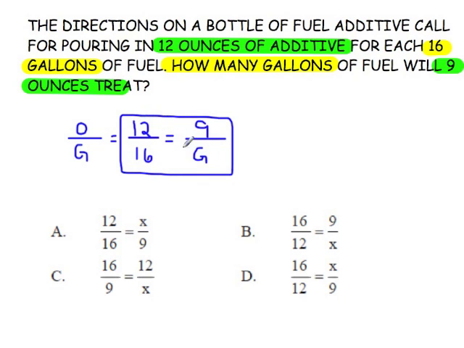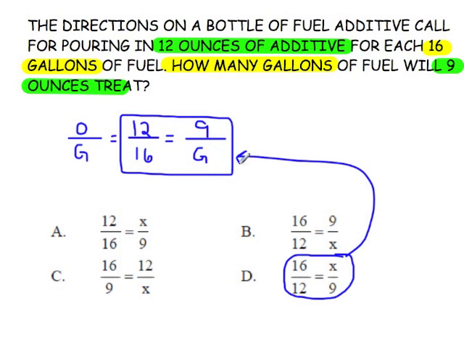One way to check is just to check your cross products. This would be the cross product: 12 times G equals 9 times 16. Well, this is 12 times 9. I need it to be 12 times G. This is 12 times 9. This is 12 times 9. The only one that is 12 times X, or G in my case, is this one right here.